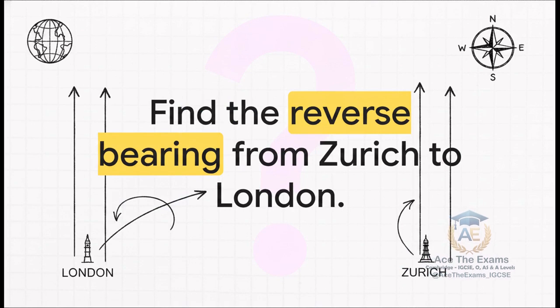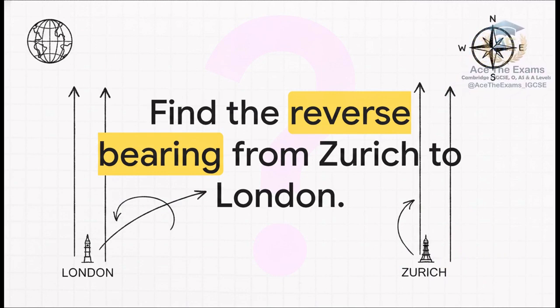Next up, let's test your directional reasoning. The bearing of Zurich from London is 126 degrees. Find the bearing of London from Zurich. This is what we call a reverse bearing challenge. Remember the golden rules of bearings.